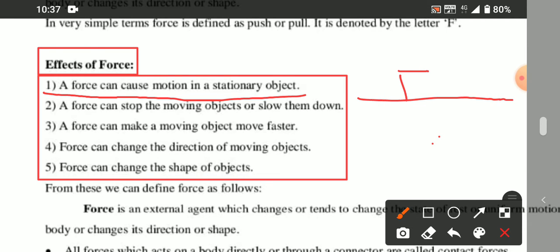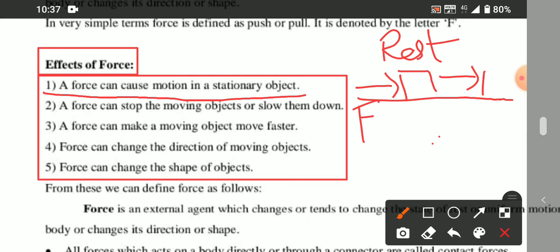If here is a box, it is at rest position. If we apply force to it, it moves into motion and again stops. So it got motion. That is the meaning of the first point: force can cause motion in a stationary object.